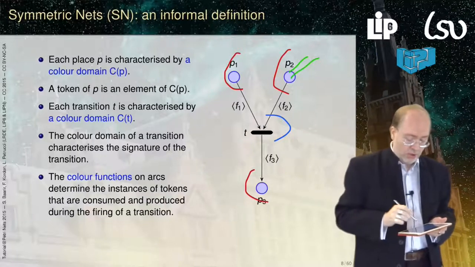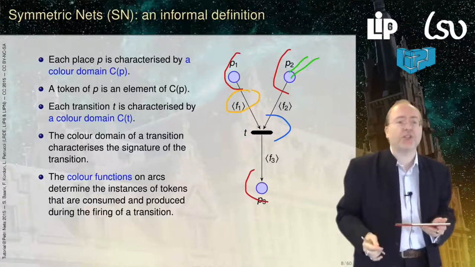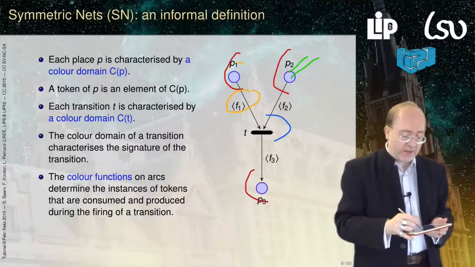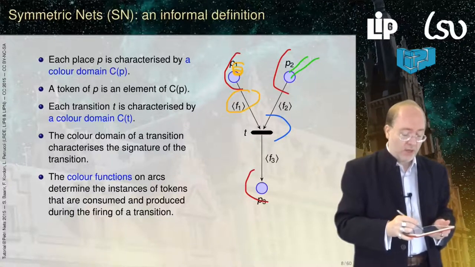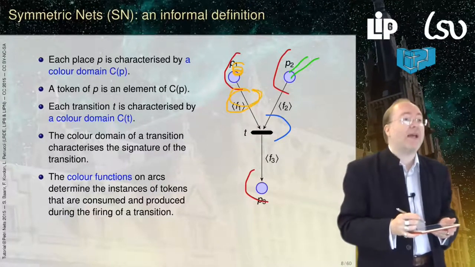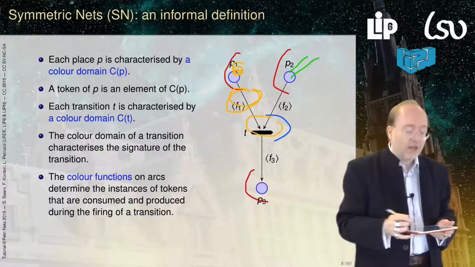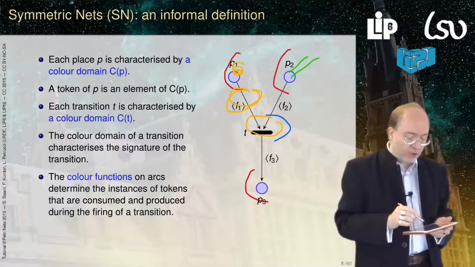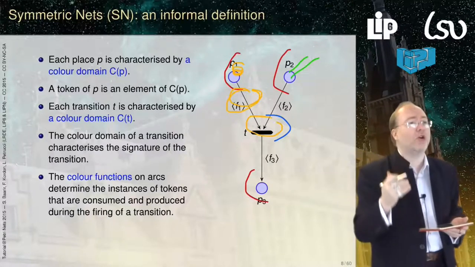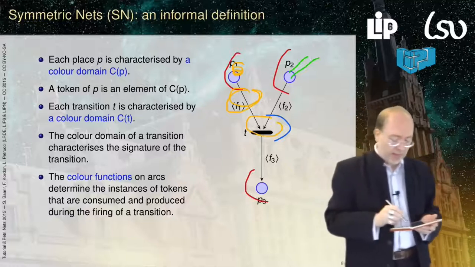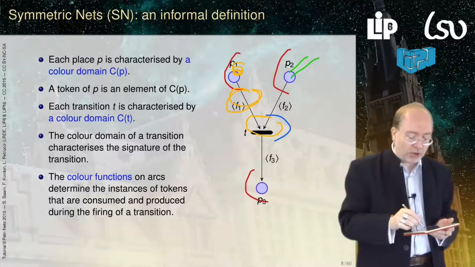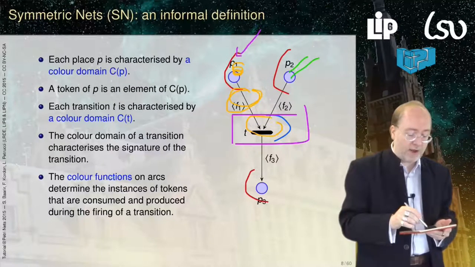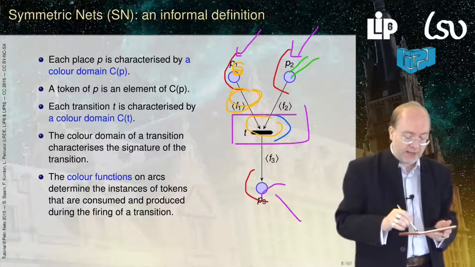And also, you have annotations on arcs that are color functions. It means that when I gather a token from this place, I will apply this color function, and the firing will depend on these color functions. And of course, it means that you also have a color domain for a transition. In fact, intuitively, the color domain of this transition depends on the color domains you have on the input places and on the output places.